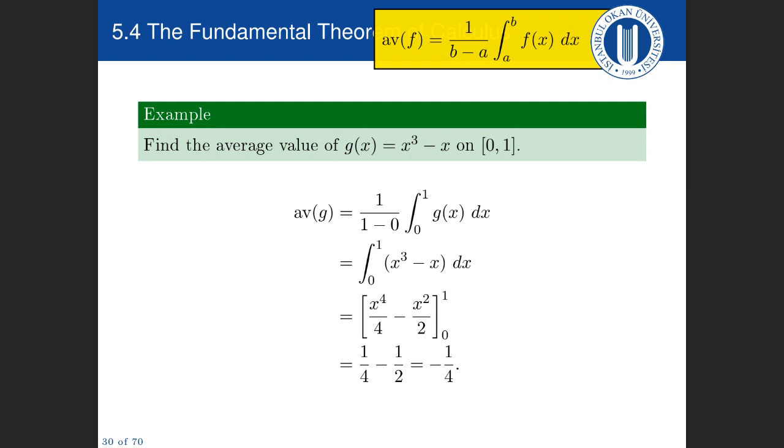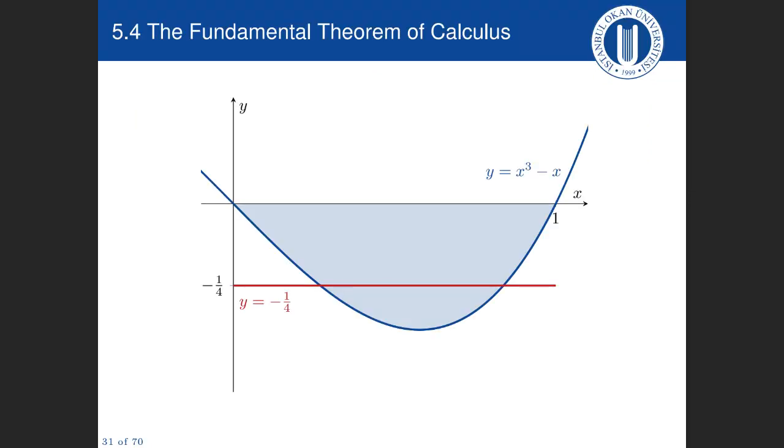I'll show you a picture of this function and its average value. Again, intuitively, we can think the function is above the red line roughly half the time, and it's below the red line roughly half the time. Not exactly, but roughly. And then if we think like that, it looks about right.